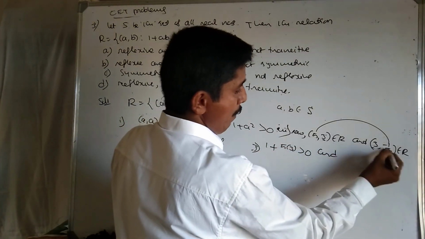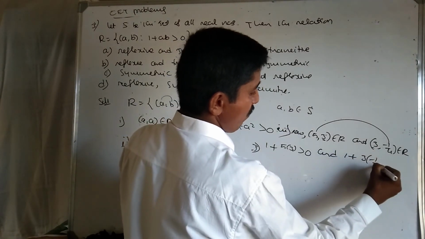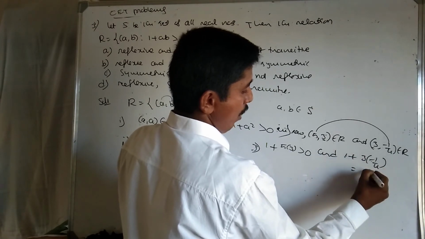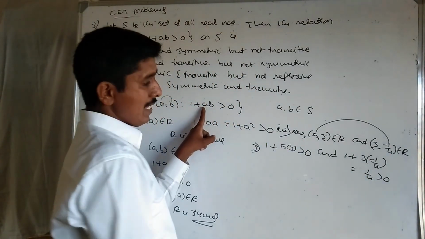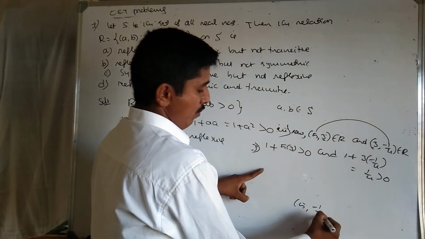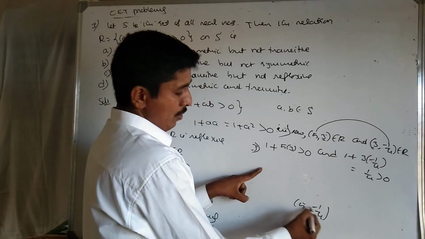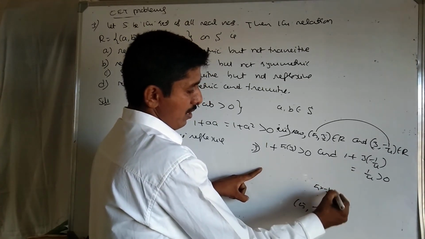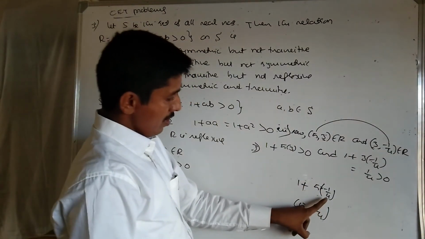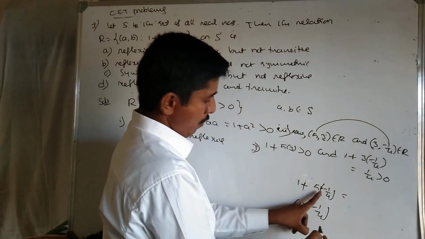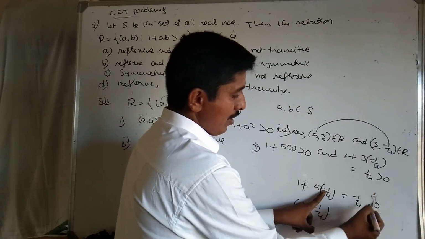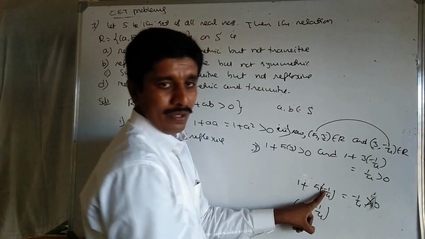And here 1 plus AB, 3 into -1/4. Is it greater than 0? 4 into 1, 4 minus 3 means 1/4, clearly it is greater than 0. Correct. Then what is the relation between 5 and -1/4? Here (5, -1/4): A into B, 5 into -1/4. This is 1 plus AB, 4 minus 5 over 4, which is less than 0, which cannot be greater than 0.